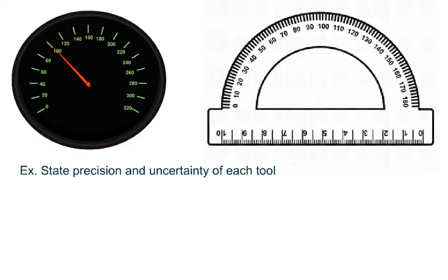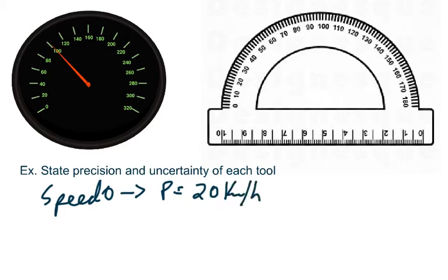Here's 2 measurement tools. I did a speedometer, and then I've got a ruler, and I've got this guy here, which is actually a protractor. So we'll just state the precision and uncertainty. So for the speedometer, the precision of this guy is, I can see it goes 0, 20, 40, 60. So those are going up in units of 20 kilometers per hour. So that would be how precise your speedometer is. And the uncertainty then would be half of that. So 10 kilometers per hour.